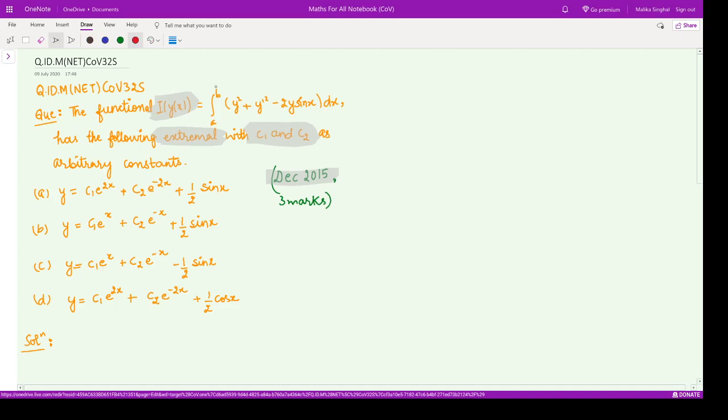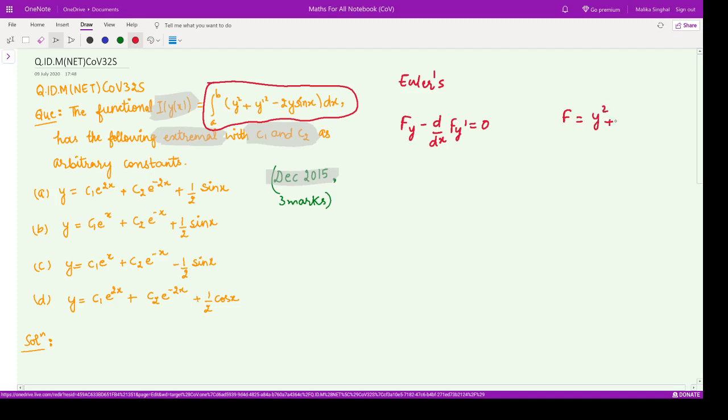We can clearly see that it consists of x, y and y dash. So the Euler's Lagrange equation in this case is f of y minus d dx of fy dash is equivalent to 0. We are given f as y square plus y dash square minus 2y sine of x. So firstly we will calculate the partial derivative of f with respect to y. We have 2y minus 2 sine x. Here we have kept x and y dash as constants.